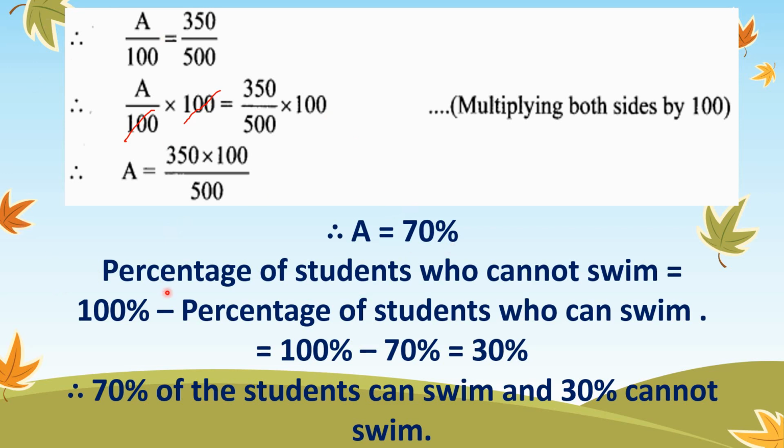But the percentage of the students who cannot swim, that also we have to find out. So percentage of the students who cannot swim is equal to 100% minus percentage of students who can swim. So that is equal to 100% minus 70%, which is 30%. Therefore 70% of students can swim and 30% cannot swim.